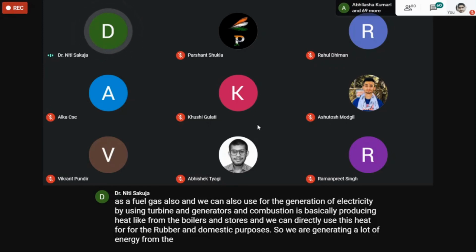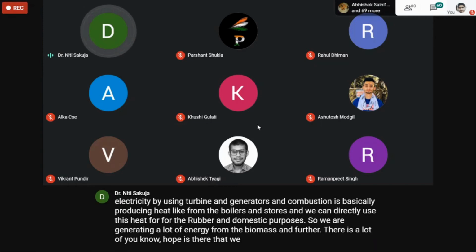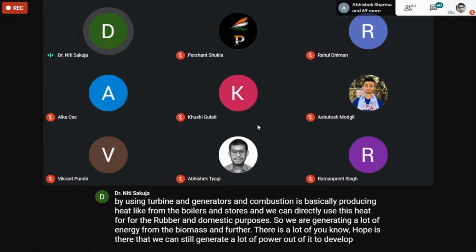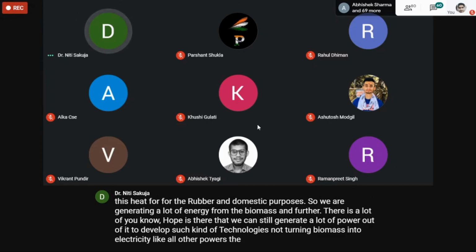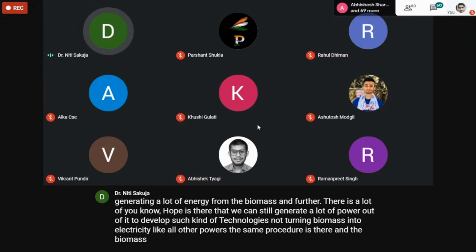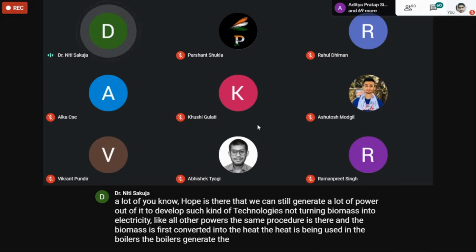Now, turning biomass into electricity, the procedure is the same as for all other power. The biomass is first converted into heat. The heat is used in the boilers. The boilers generate steam. There is also a condenser which cools down the steam. The steam generated is used by the steam turbine, which is connected to the generator, and from the generator to the transmission lines, that is the electricity.